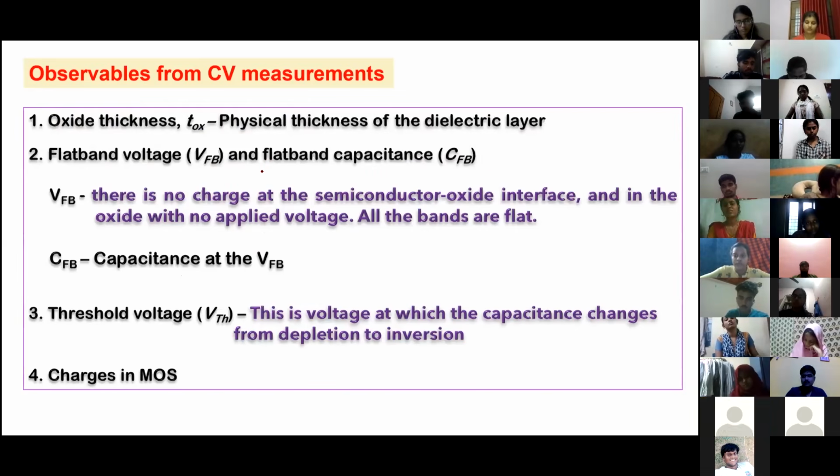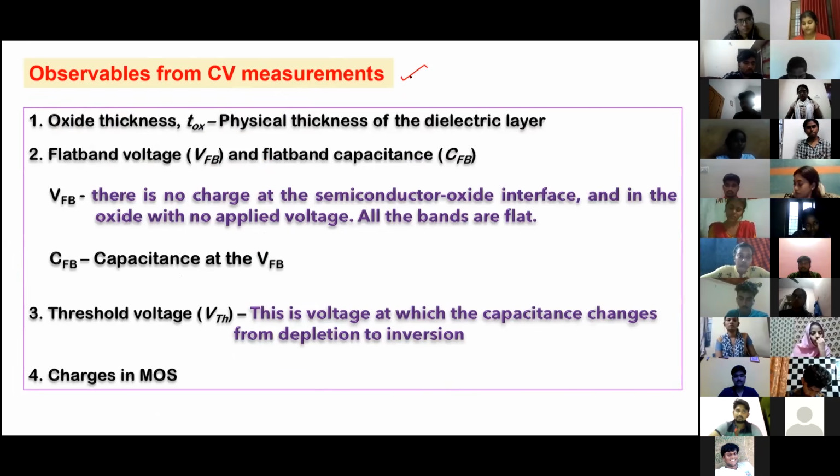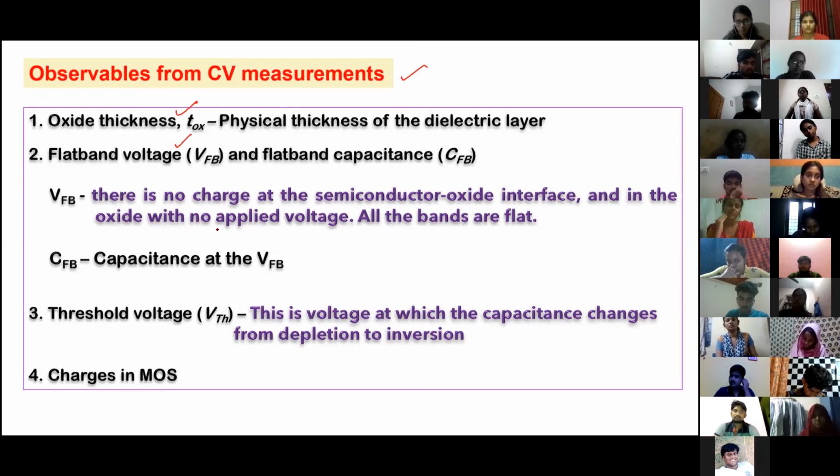So what is observable from the CV measurements? Let's say you are doing a CV measurement. What can you measure? You can measure the oxide thickness. You can measure the flat band voltage. This is the voltage at which there is no net charge at the semiconductor-oxide interface, and also in the oxide, and all bands are flat. That's what is called the flat band voltage.